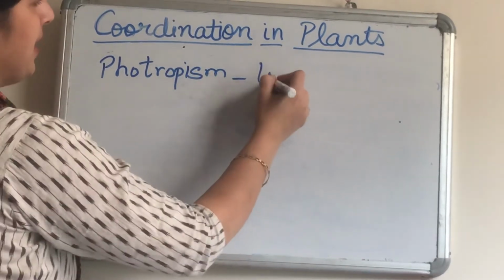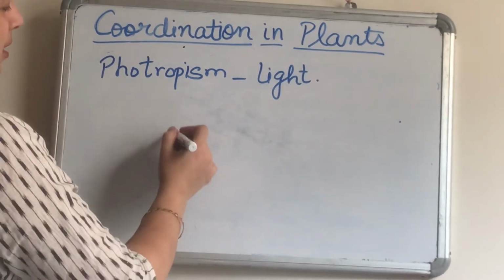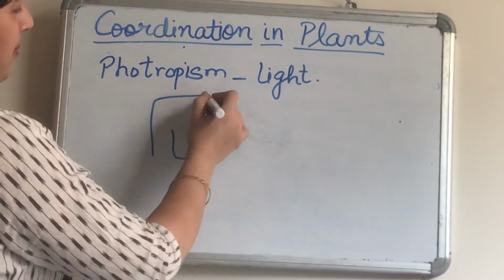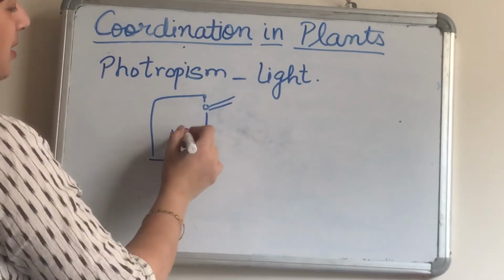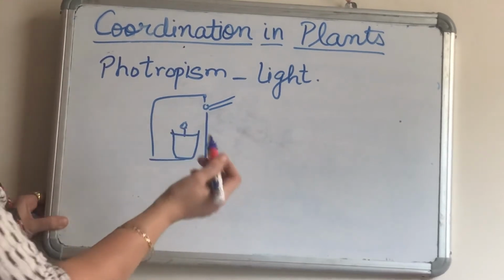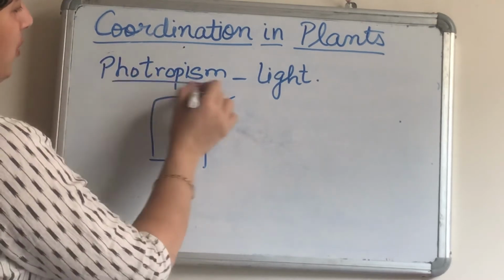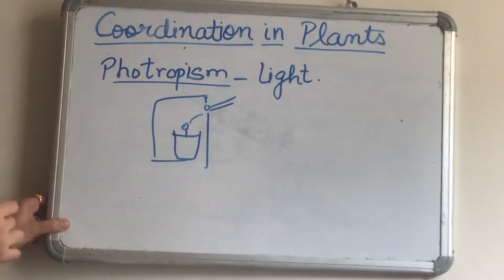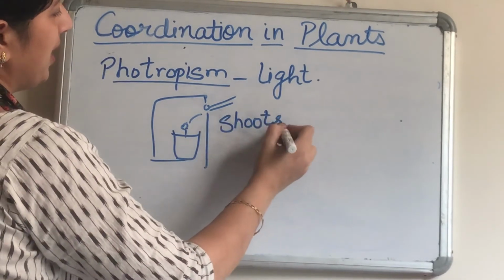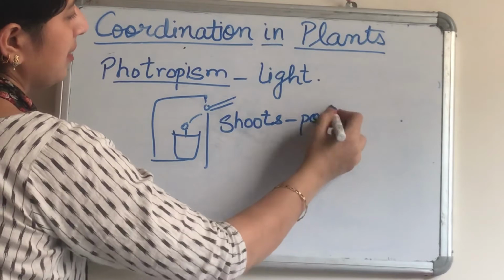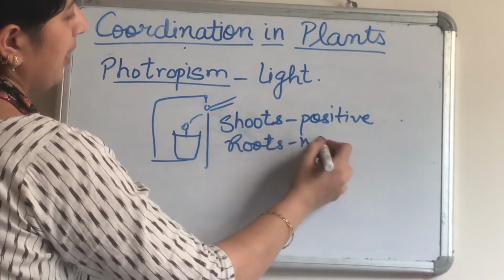Okay, phototropism, as the name suggests, is due to the stimulus of light. Now what happens, you take a potted plant and you keep it in a black box which is open only from one side from where light is coming. Now in this a small plant is there. After some time it will slowly bend toward the light. So this bending toward the light is because of phototropism.